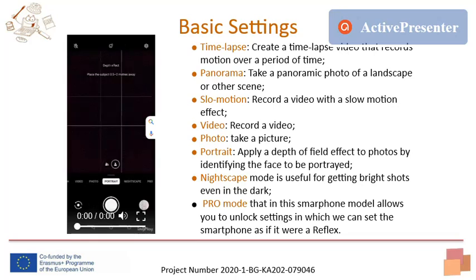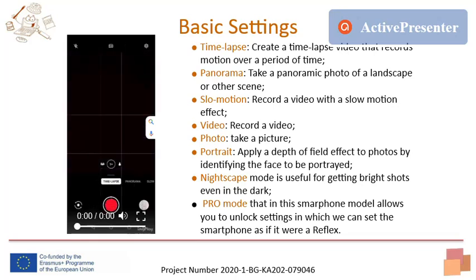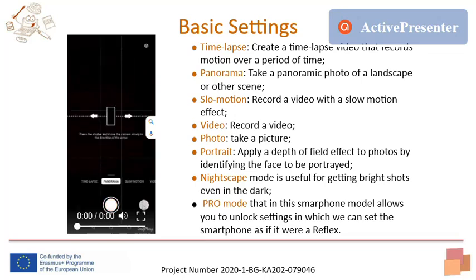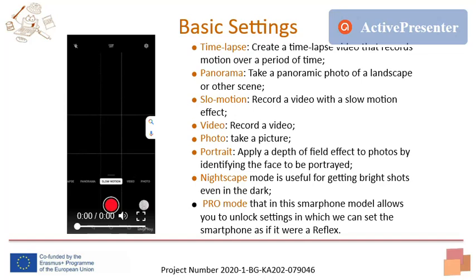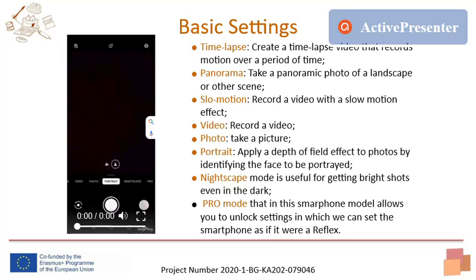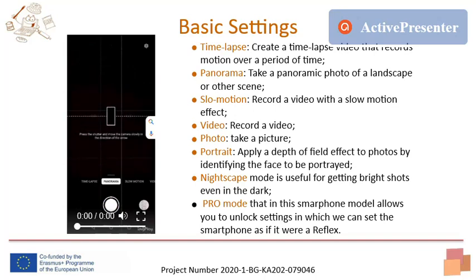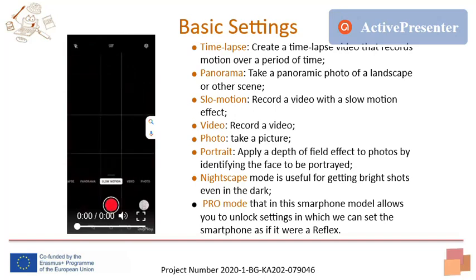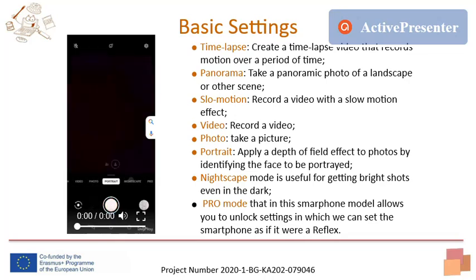Time-lapse: create a time-lapse video that records motion over a period of time. Panorama: take a panoramic photo of a landscape or other scene. Slow motion: record a video with a slow motion effect. Video: record a video. Photo: take a picture. Portrait: apply a depth of field effect to photos by identifying the face to be portrayed.